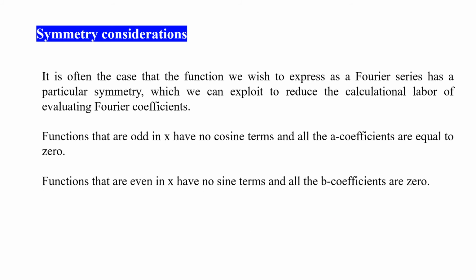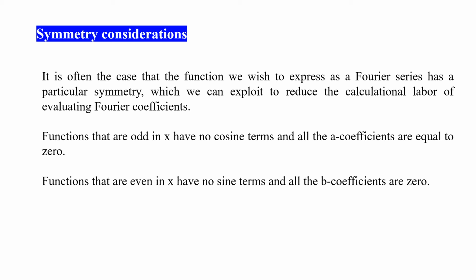It is often the case that the function we wish to express as a Fourier series has a particular symmetry, like in the square wave, which we can exploit to reduce the calculation labor of evaluating Fourier coefficients. Functions that are odd in x have no cosine terms, and all the a coefficients are equal to 0. Functions that are even in x have no sine terms, and all the b coefficients are 0.